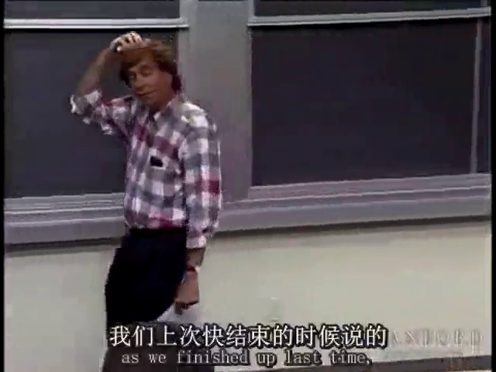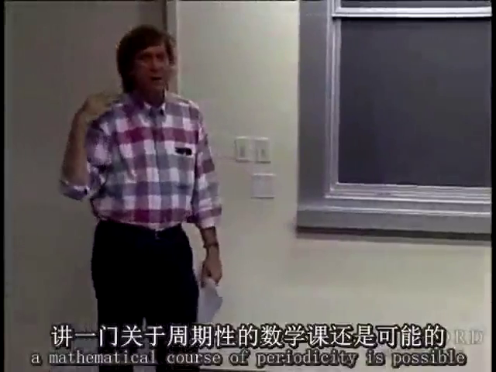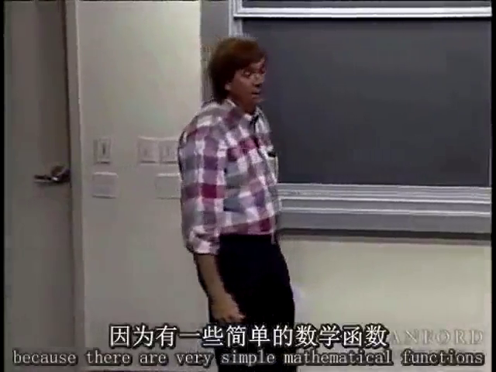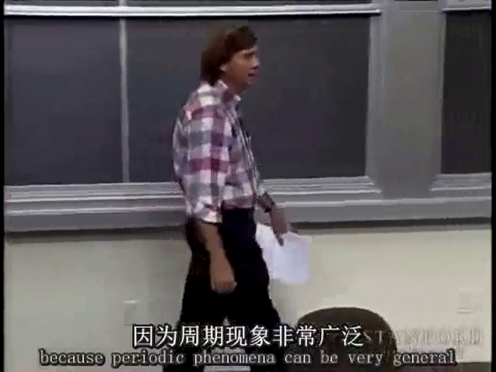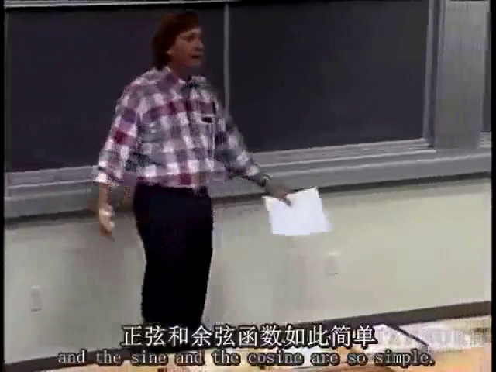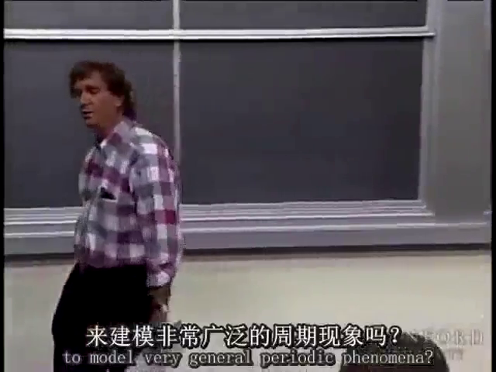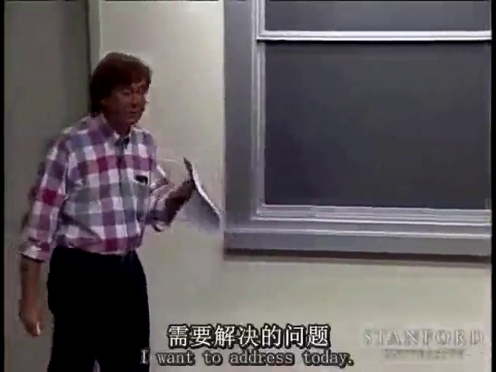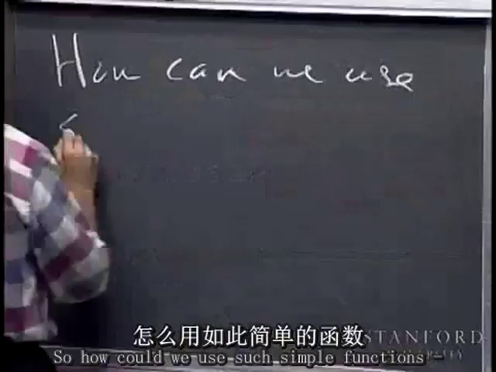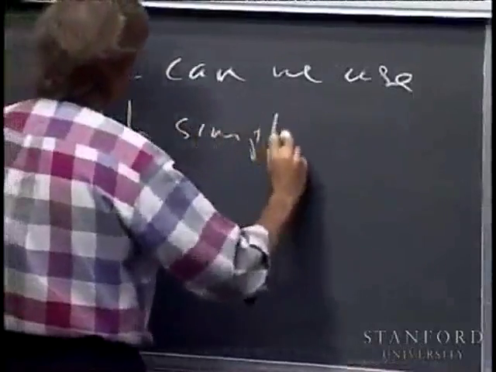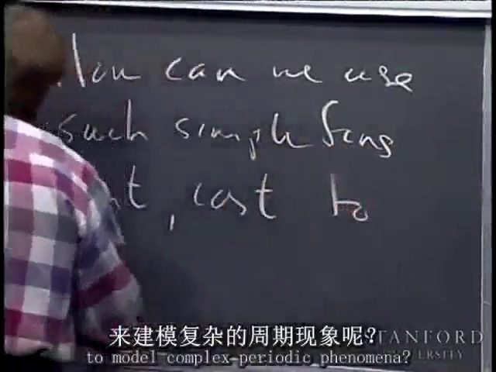So, as I said as we finished up last time, when we were still just crawling our way out of junior high, a mathematical approach to periodicity is possible because there are very simple mathematical functions that exhibit periodic behavior, namely the sine and the cosine. But that's also the problem, because periodic phenomena can be very general and very complicated, and the sine and the cosine are so simple. So how can you really expect to use the sine and the cosine to model very general periodic phenomena? And that's really the question I want to address today. So how can we use such simple functions, sine of t and cosine of t, to model complex periodic phenomena?